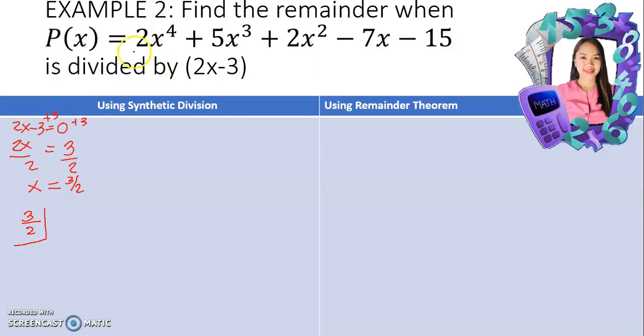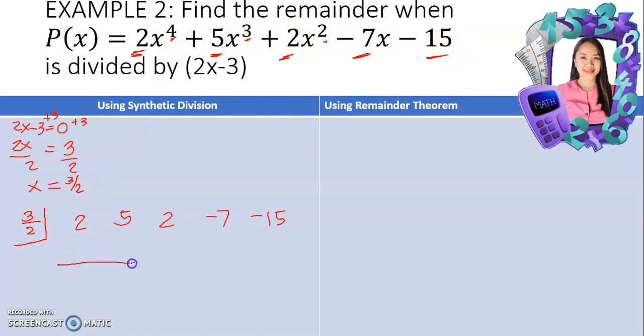Now, get the numerical coefficients. We have here 2, 5, 2, negative 7, and negative 15. Now, make sure na yung given P of X is nasa standard form. Meaning, yung mga exponents ng variable is magkakasunod-sunod, from highest exponent hanggang doon sa constant.